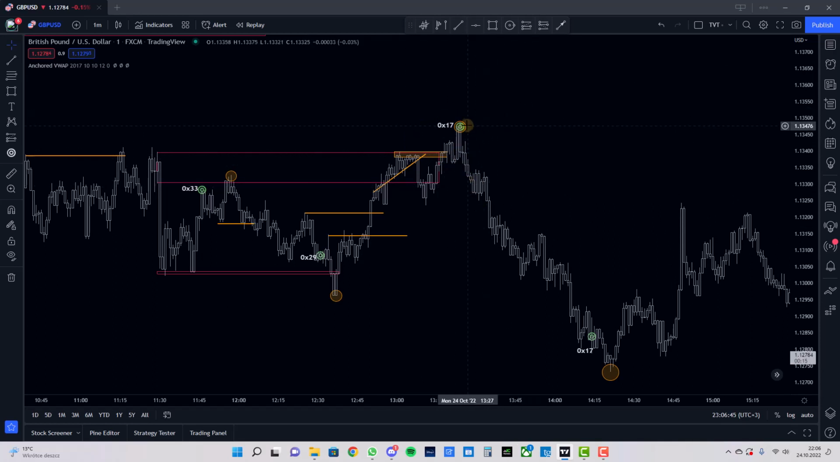For me, the great sign is leaving on top the imbalance, the bullish imbalance. So what is here, break of structure?